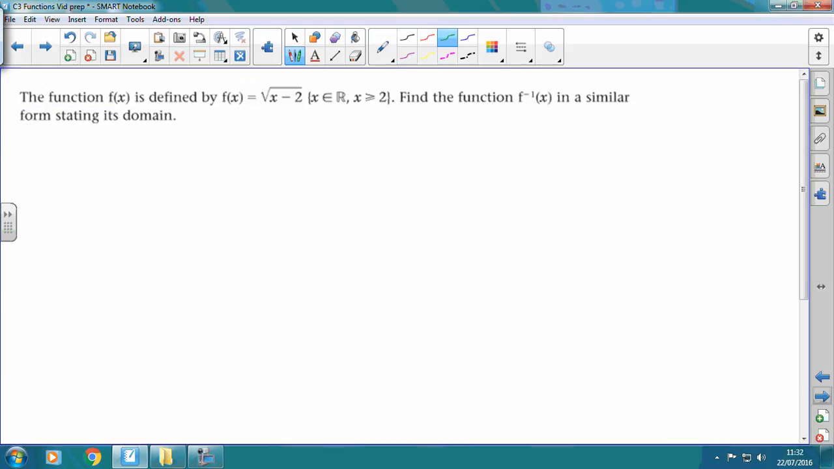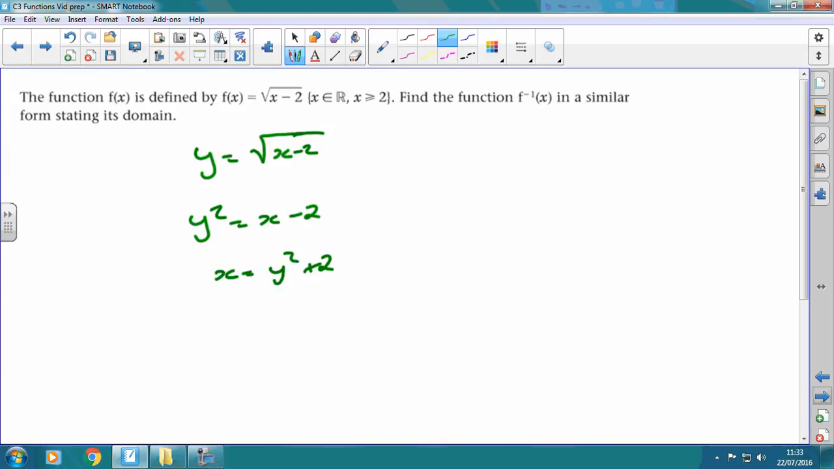So, the function f of x is defined by that. They find a function of f to the minus 1 in a similar form, stating its domain. Right, so let's go through how to do this. So, we've got y equals square root of x minus 2. So we're going to make x the subject, so if we square both sides, it's going to be y squared equals x minus 2. And then x equals y squared plus 2.